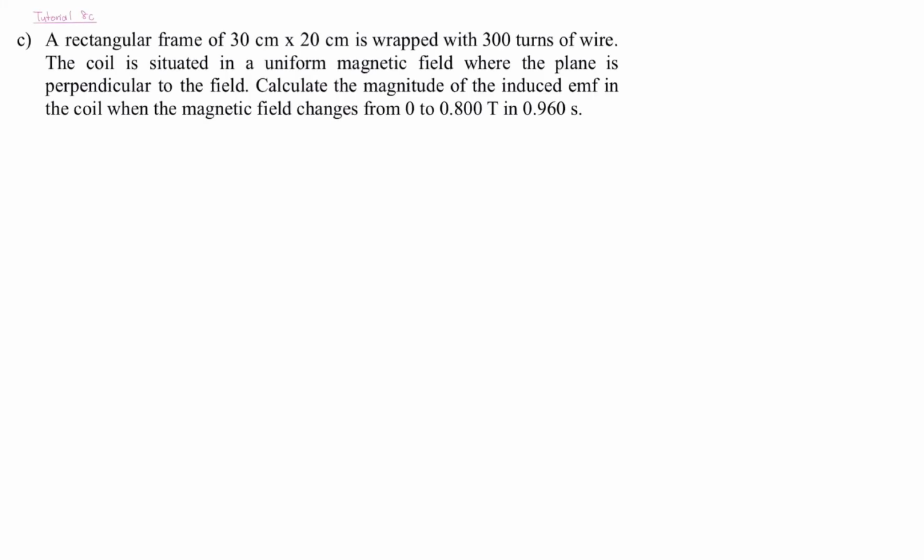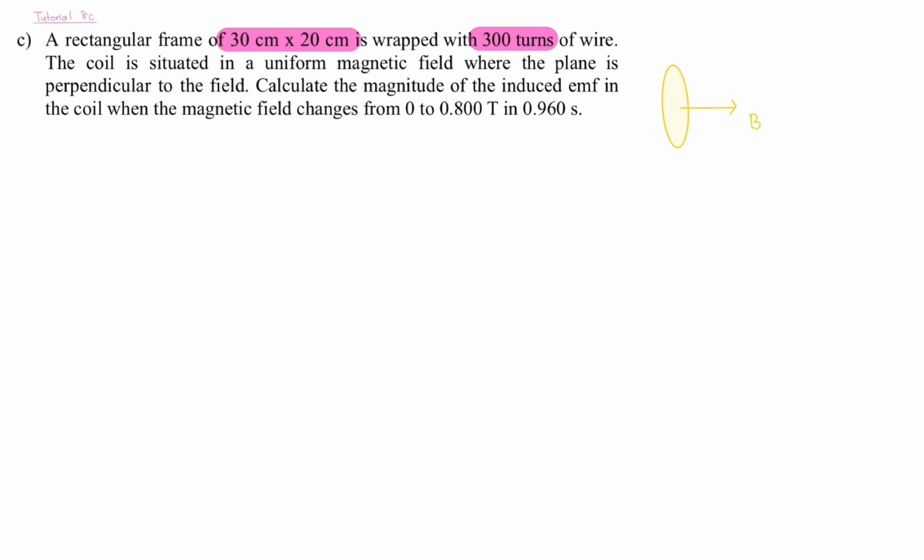Hi guys, so this question is choice 8C from your tutorial book. This is one of the example questions on induced EMF in a coil. So we have a rectangular frame. We are given that the dimensions of the frame are 30 cm by 20 cm, with 300 turns of wire. The coil is situated in a uniform magnetic field where the plane is perpendicular to the field. So here is your plane, here is your field. Perpendicular means that they are 90 degrees to each other.